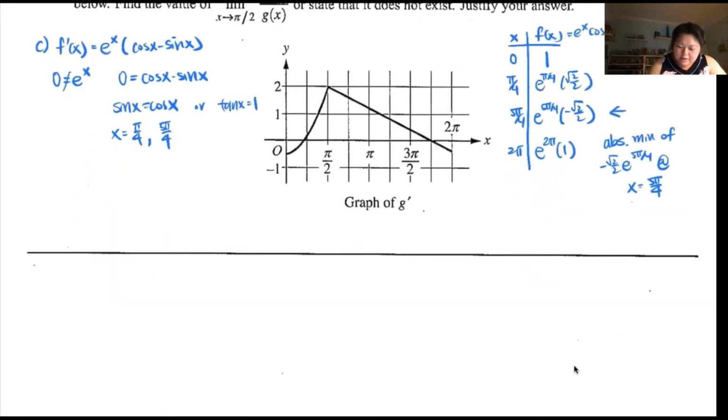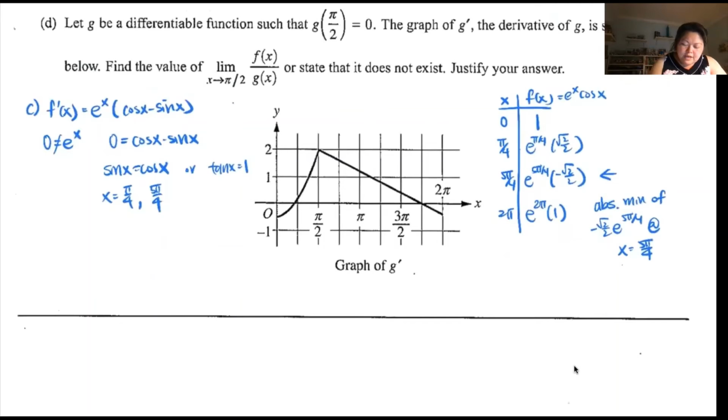Okay. Do I have enough room? Yes. All right, part D. Let g be a differentiable function such that g of pi over 2 equals 0. The graph of g prime, the derivative of g, is shown below. Find the value of the limit as x approaches pi over 2 of f of x over g of x, or state that it does not exist. Justify your answer. So we're going back to limit. Limit as x approaches pi over 2 of f of x over g of x.